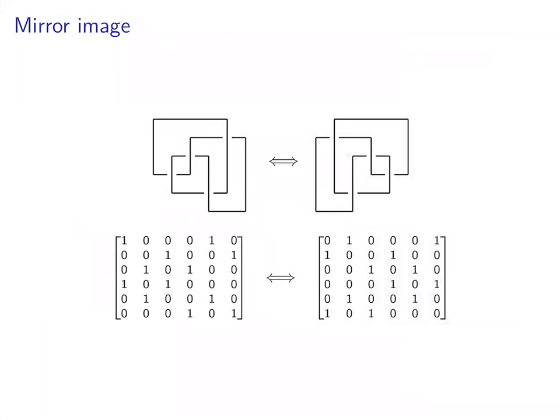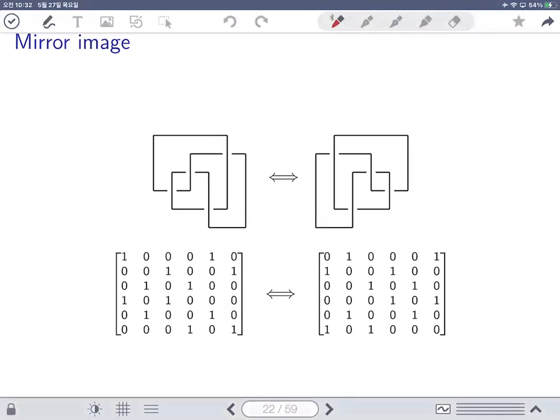And then taking the mirror image, you just flip. If you take the mirror, there is a mirror here, and from here to here you just flip about the vertical line. So these are the same knots in terms of the DT code.